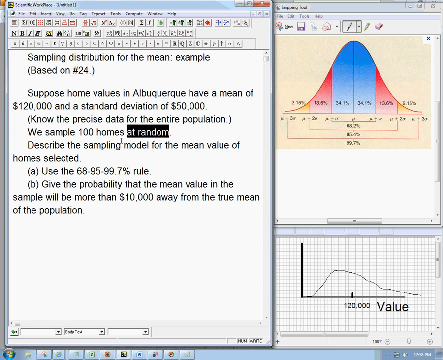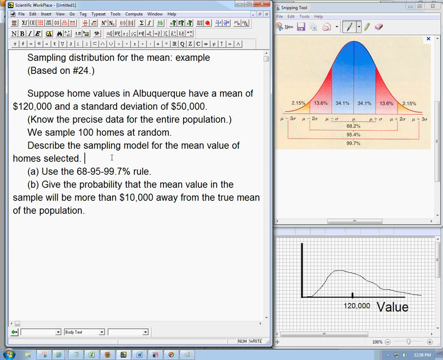And we want to describe the sampling model for the mean value of homes selected. So remember what that is. It's a subtle thing. It's not going to be this distribution. We're not asking for this distribution. And we're also not asking for what is the histogram of this particular sample of 100 homes. It would give us a certain 100 numbers, a data set, and we could draw the histogram of that single data set. But that's not what we're asking about.